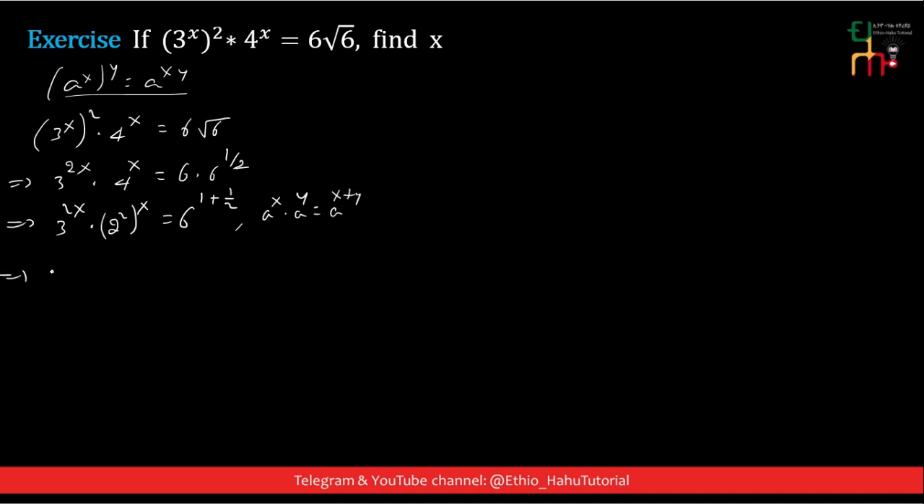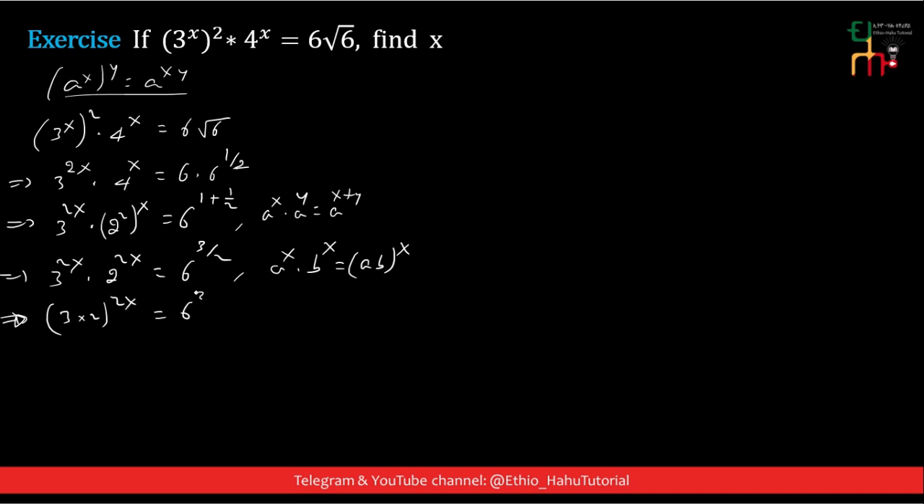This implies 3 to the power of 2x times 2 to the power of 2x is equal to 6 to the power of 1 plus 1 over 2, which is 3 over 2. Again, if a to the power of x times b to the power of x is given, this is equal to (a times b) to the power of x. Therefore, they have the same exponent x, but different bases. Simply (3 times 2) raised to 2x is equal to 6 to the power of 3 over 2.